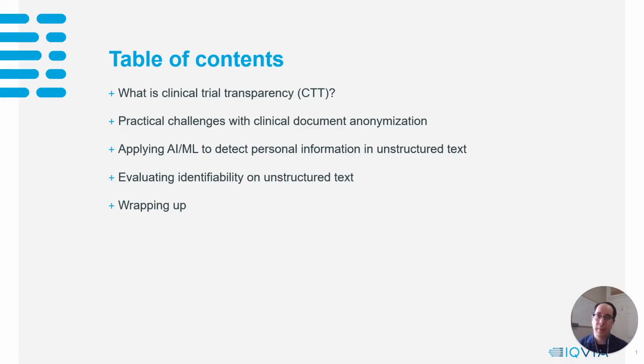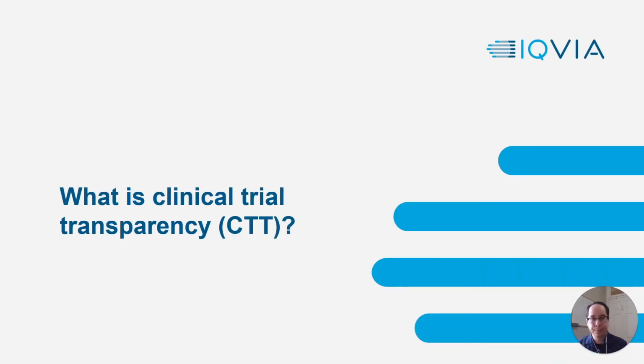So I'd like to start by giving a broad overview of the contents of the talk. We'll start with the definition of clinical trial transparency, then discuss some of the scalability challenges we encounter when dealing with large volumes of unstructured text. Then we'll discuss how one can use AIML to detect personal information in unstructured text, and bring things full circle by talking about how you actually evaluate identifiability of the data subjects encountered in this text. So really the first question that we have to ask is, what is clinical trial transparency?